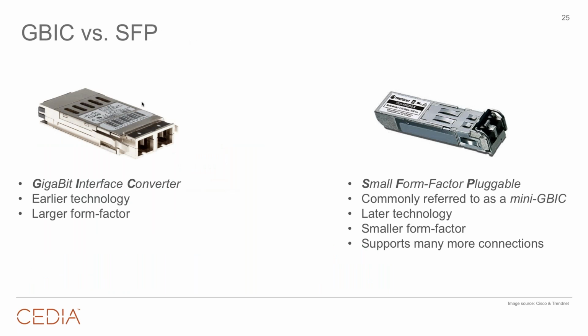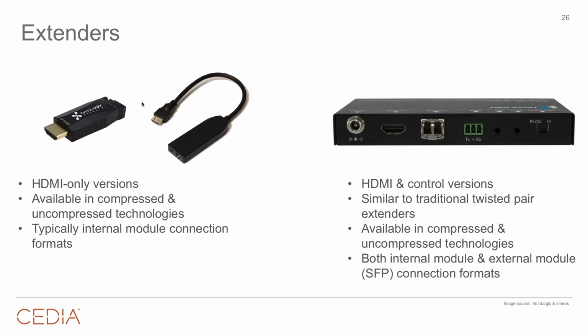I mentioned GBICs and SFPs. There is a difference. The GBICs are what we saw in a lot of the older network devices, whereas SFPs are what we're seeing on modern electronics, network switches, access points, routers, and even some of those AV extenders.